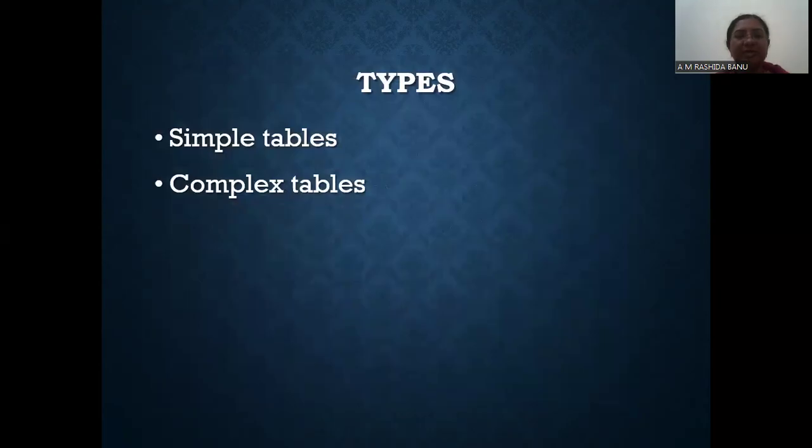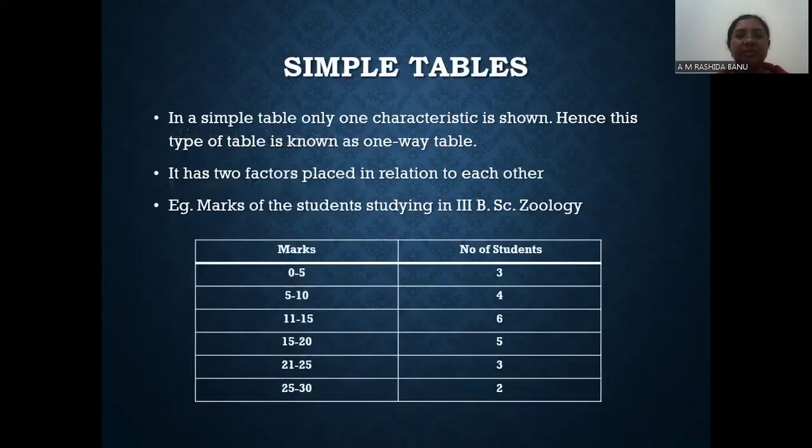Tables are of two types, simple tables and complex tables. Coming to the simple table, in a simple table we take one character at a time. This type of table is also known as a one-way table. Here we take factors which are related to one another. For example, the marks of the students studying in third BSc Zoology. Here the marks are presented in one column along with the number of students. 0 to 5 marks is scored by 3 students, 5 to 10, 4 students, 11 to 15, 6 students, 15 to 20, 5 students, 21 to 25, 3 students, and 25 to 30, 2 students.